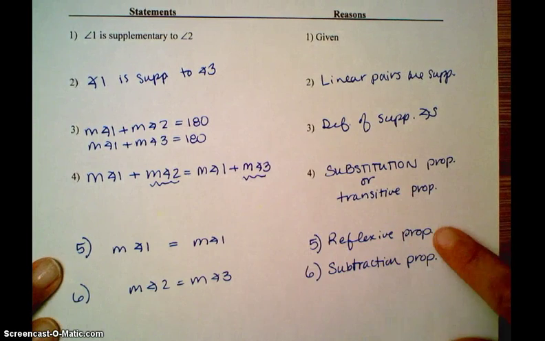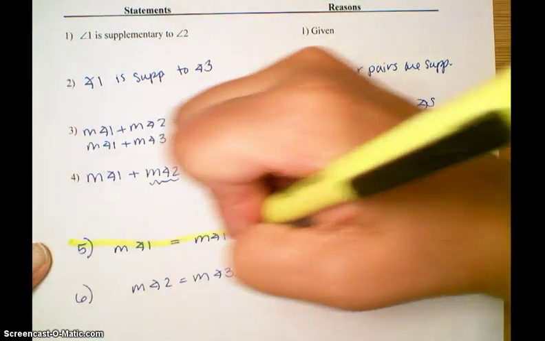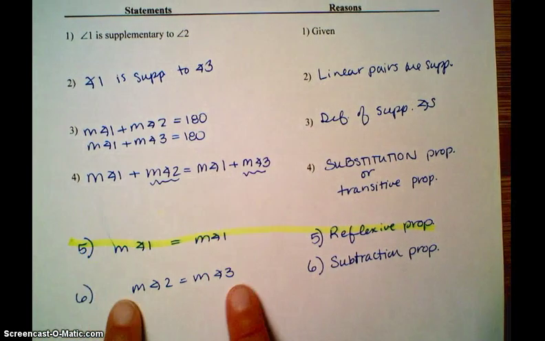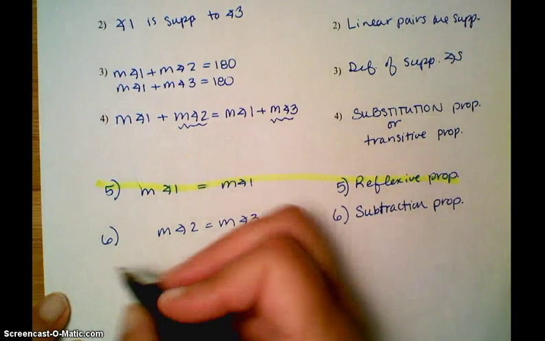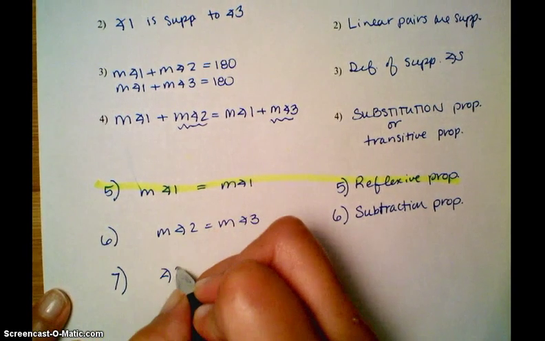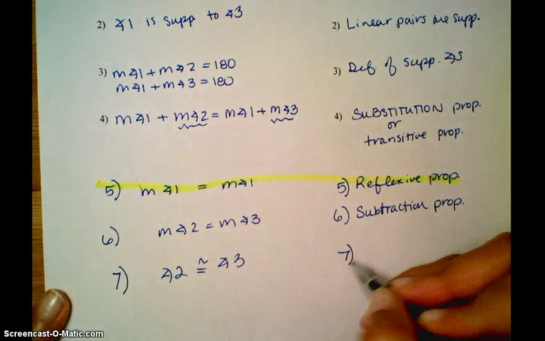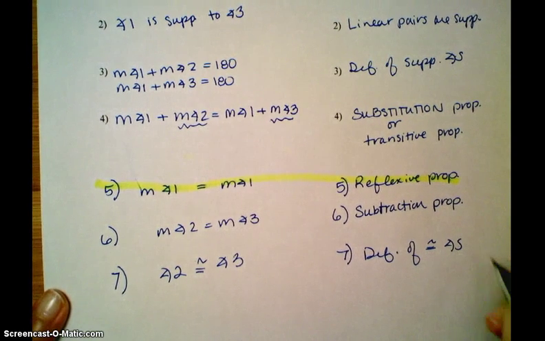Okay, I opted to go with the reflexive property to show that angle 1 is equal to angle 1. Again, that's your optional property. You may have chosen to skip that. But once I subtract away angle 1, we're left with angle 2 equals angle 3. Again, we're close, but that's not exactly what we wanted. We wanted them to be congruent, so I go to step 7 and I convert to congruence, and my reason for that is the definition of congruent angles.